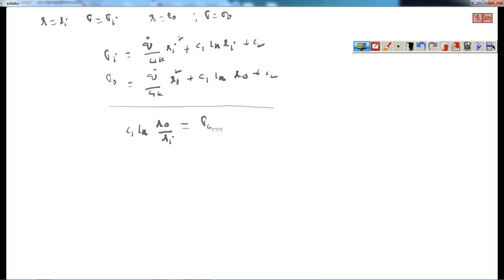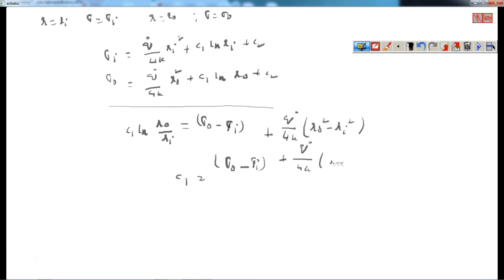equals T0 minus Ti plus q dot by 4k into ro square minus ri square, and C1 equals T0 minus Ti plus q dot by 4k into ro square minus ri square, right, divided by ln ro by ri, okay, and C2 you are going to get from this.